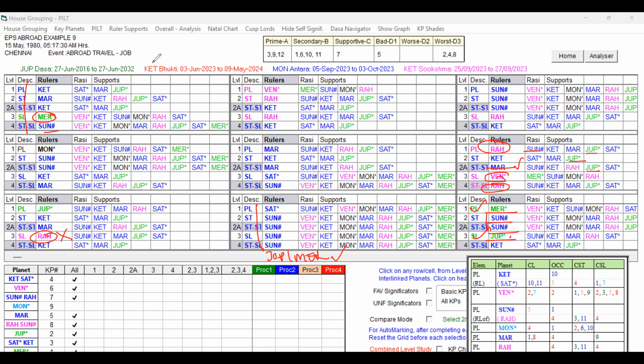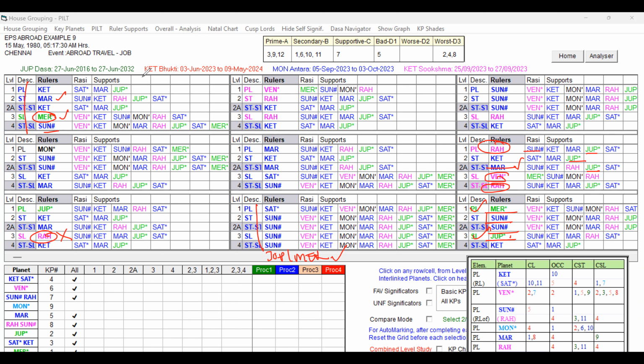You can open that EPS table by double-clicking on this table itself. We can see the EPS table and check the level-wise grouping as we discussed in the previous video. Then we can better understand Ketu. Ketu is good. Star level is Mars, a key planet. Mercury is good. Ketu is a good planet to favor travel abroad.